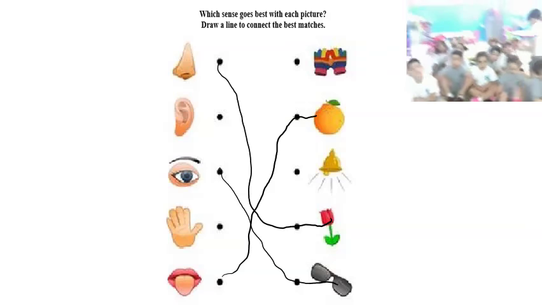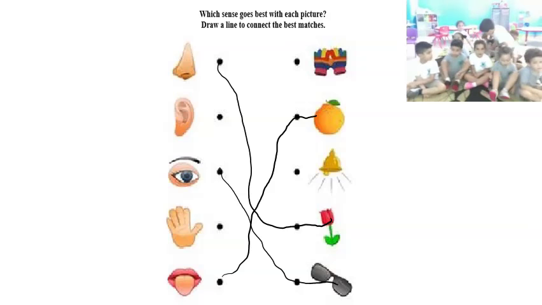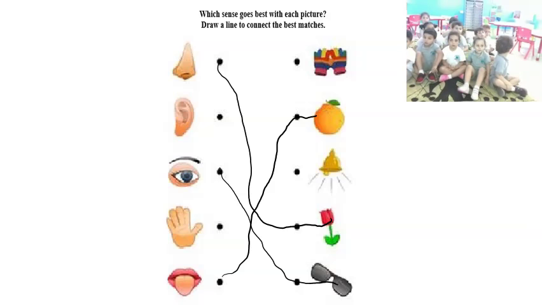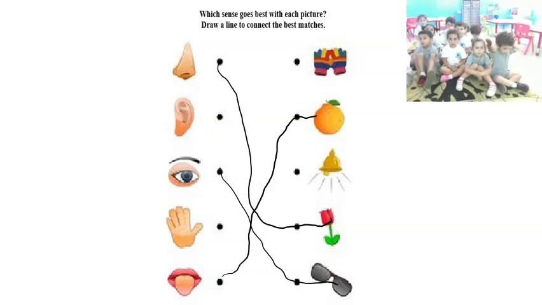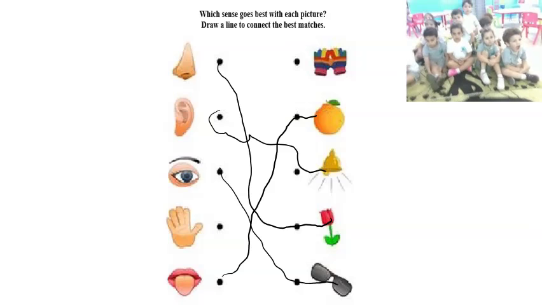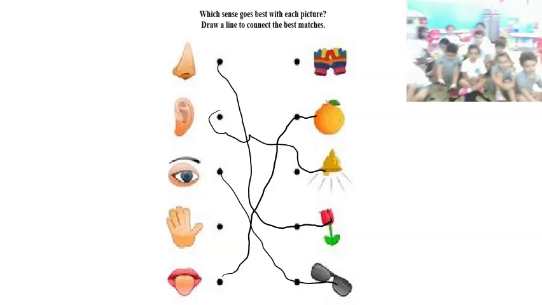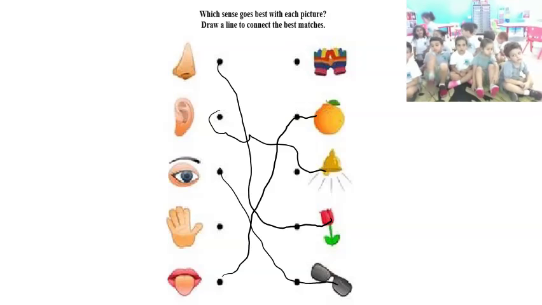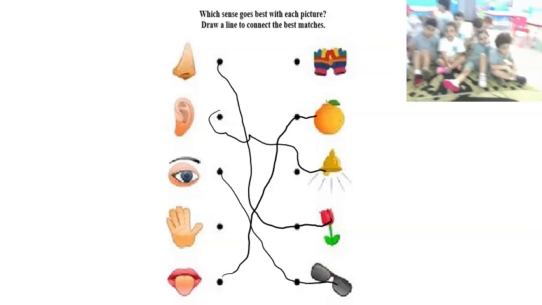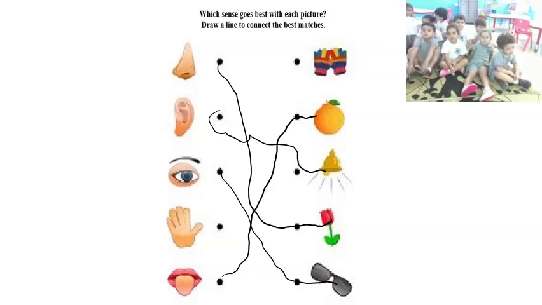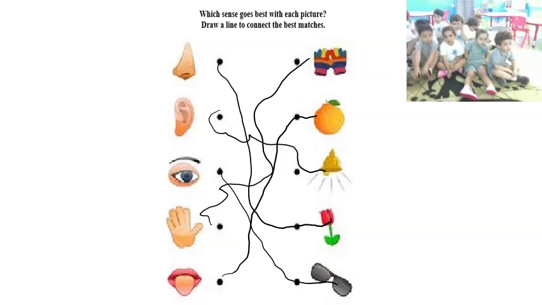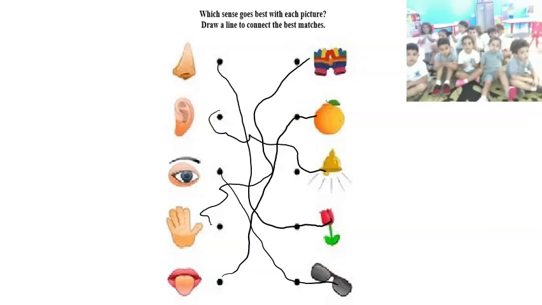Come. Let's see, what do you do with your ears? You hear with your ears, right? You can hear the bell with your ears. Can you match them? Hold the pen. Good. Go back. We still have the fifth sense, okay? Mila, come. We have to match the hand. You touch with your hands, and you will use the gloves. Let's match them. Hold the pen. Good, Mila. Go back. Clap for Mila.